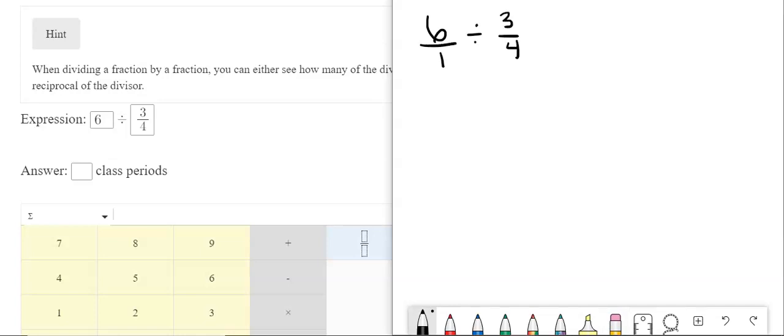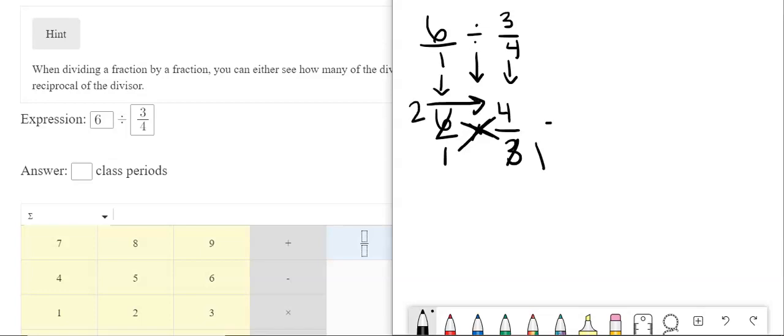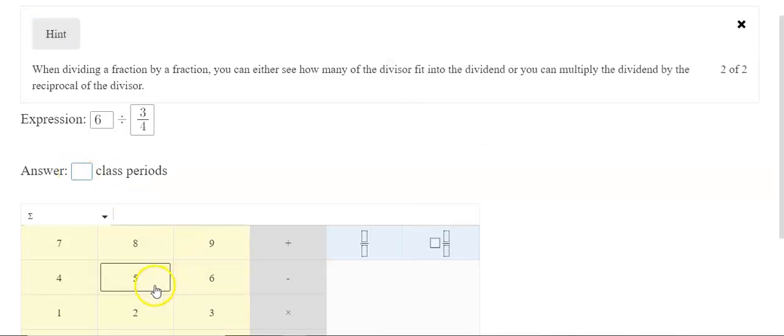Remember, we need to put a 1 under the 6, make it a fraction. Then we flip our second one. If I look across at the 4 and the 1, can't do anything there, but the 6 and the 3, I know 3 can go into 3 once, and 3 can go into 6 twice. So I have 2 times 4 is 8. 1 times 1 is 1. Our answer is 8. So there's 8 class periods.